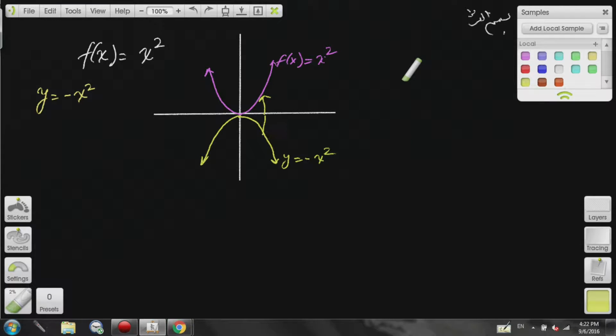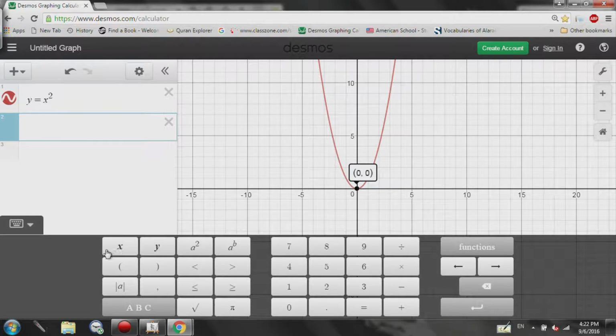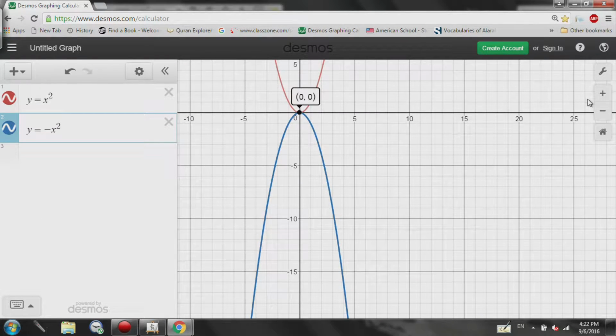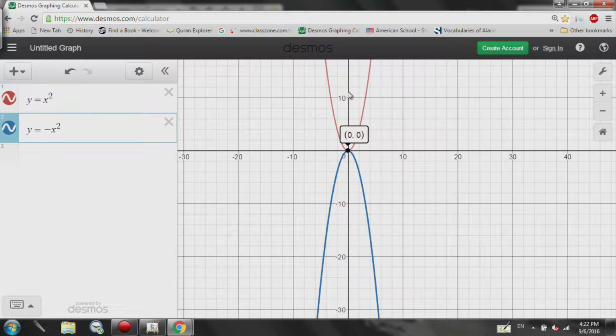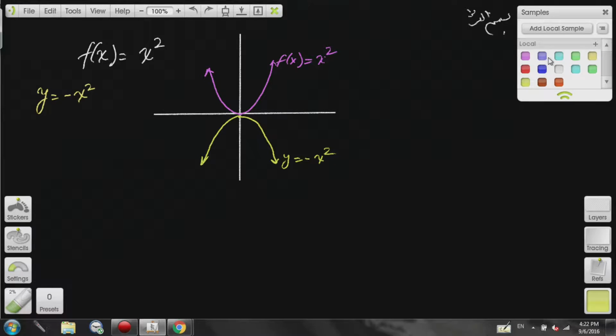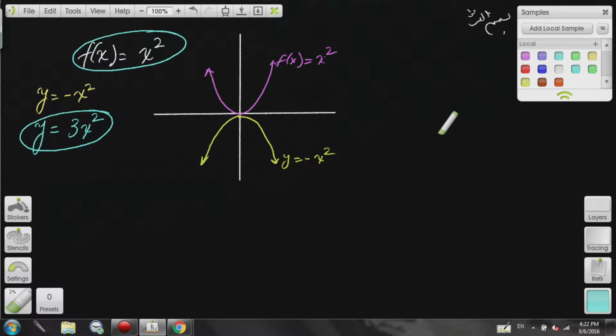Okay. So let's see if we can do that over here. So y equals negative x squared. And there it is. See? It's a mirror image of the parent function over here. Okay, that's good. So we know what that looks like. How about this function? y equals 3x squared. How does this function compare to this function over here?